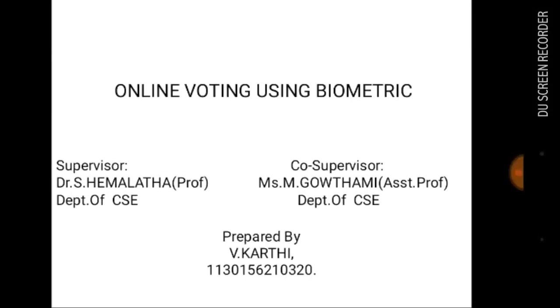Online voting using biometric. My supervisor, Dr. S. M. Lathor, co-supervisor, Ms. M. Gautami, Department of CS. V. Karthi, Department of Master of Computer Application.